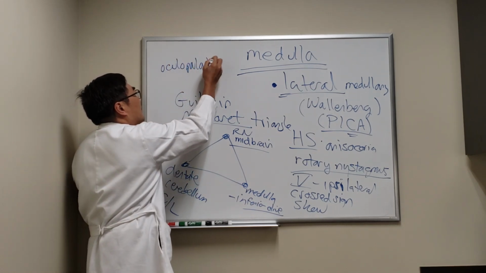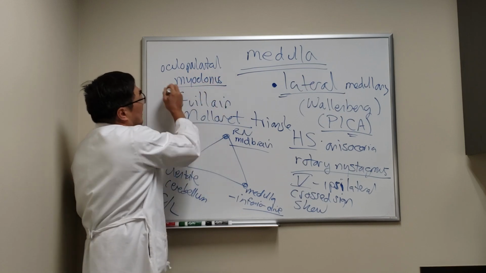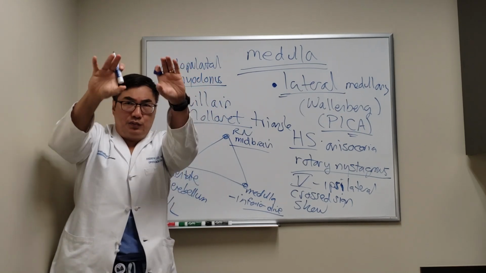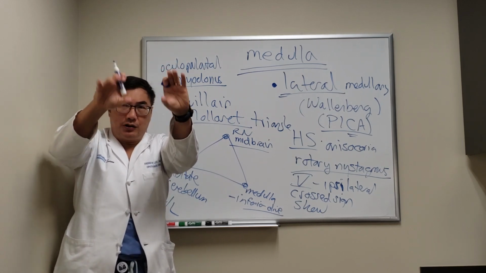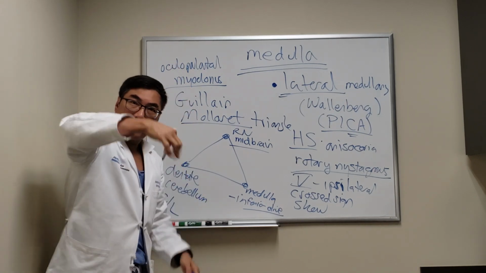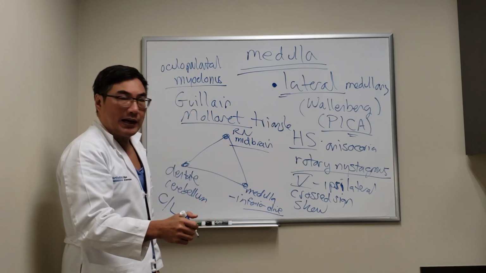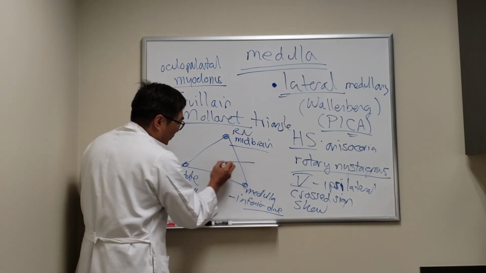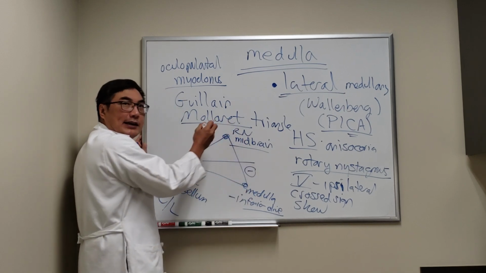oculopalatal myoclonus. And what this means is that the eye is moving, a small pendular vertical movement. It's not downbeat nystagmus or upbeat nystagmus. It's this pendular vertical. And you need to look in their mouth for the palate. The palate could be synchronous or asynchronous movement in oculopalatal myoclonus. And you have a disruption basically in the inhibitory input somewhere inside the Guillain-Mollaret triangle.